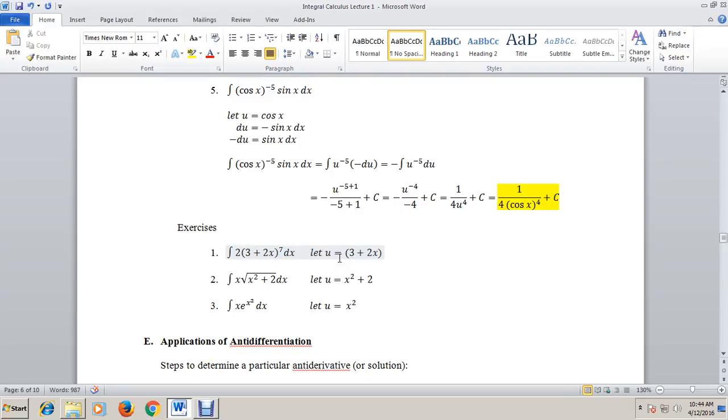Now, since you have u, what you're going to do is get the derivative of u, and try to replace the expressions in terms of u and du, and make use of the power formula or the properties of the indefinite integral to get the resulting integration. Now for number 2, the expression under the square root is the suggested expression that you will be representing as your u. And finally, in your third exercise, integral of x e raised to x squared dx, it is suggested that your u is your x squared.